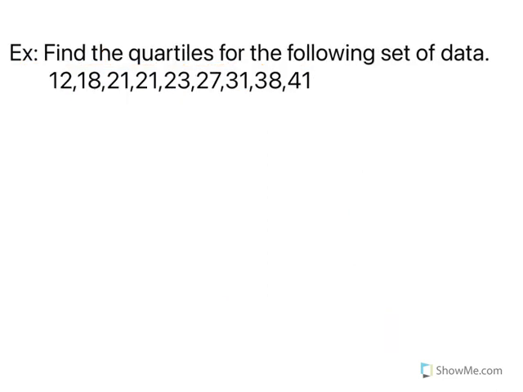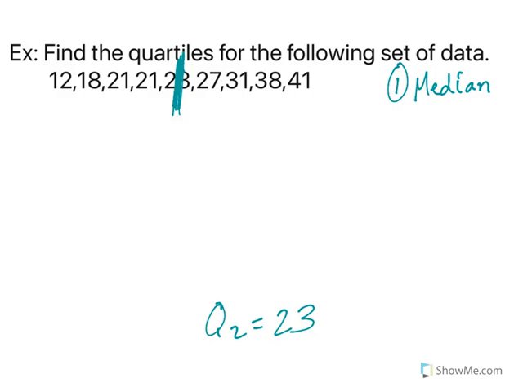Let's do one more with an odd set of numbers. Here we have 12, 18, 21, 21, 23, 27, 31, 38, and 41. Because we have an odd number, the median is going to cut right through a number. Our first step is to find the median, which is quartile 2. Because we have 9 numbers, the 5th number is my median. So Q2 is 23. Because I cut through that number, it is no longer in play. This is why I like to put the vertical line, so I know whether or not I'm playing with that number.